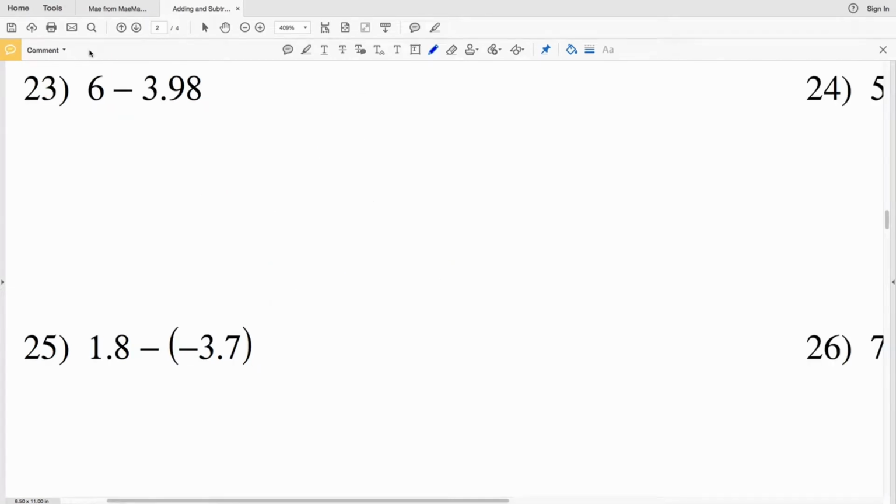Let's go ahead and finish out this Kuta free worksheet, adding and subtracting rational numbers. And you can find this under the Algebra 1 section, so I'll leave a link below.